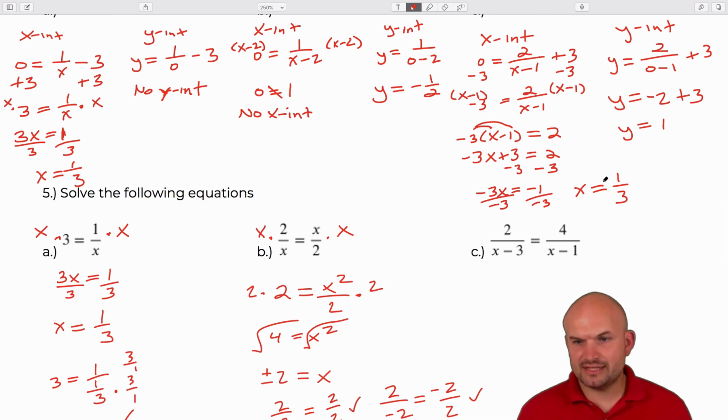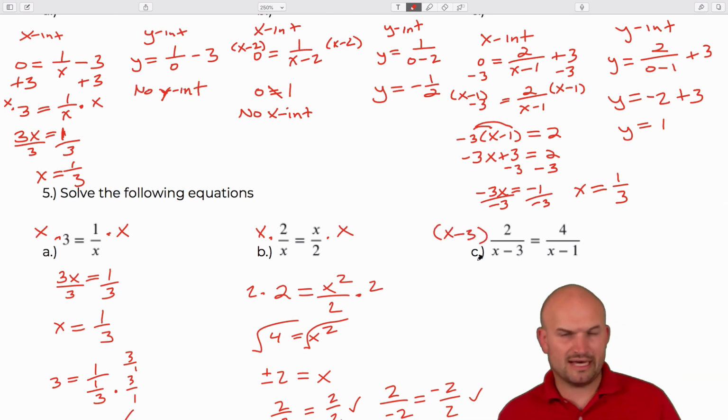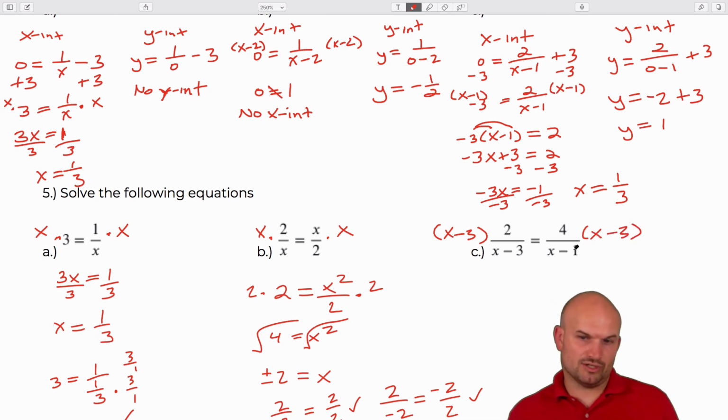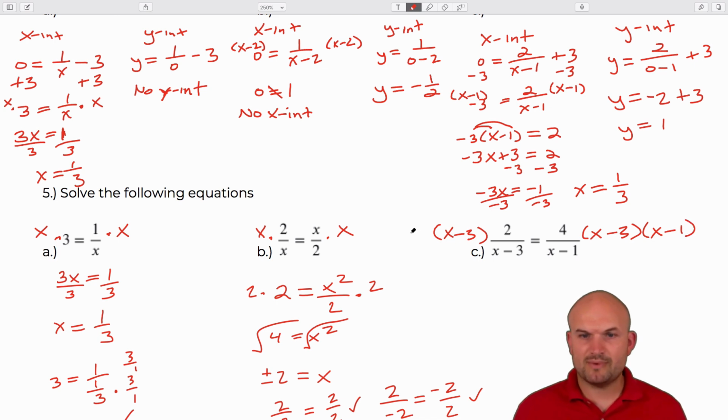But you could also just look at this as, well, to get x minus 3 off the denominator, I need to multiply by x minus 3. But remember, you can't just do that on the left side. You have to do that on the right side. And then you say on the right side, well, to get x minus 1 off the denominator, I need to multiply by x minus 1. So then you multiply by x minus 1 on the right side.